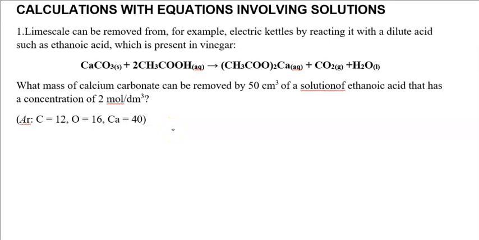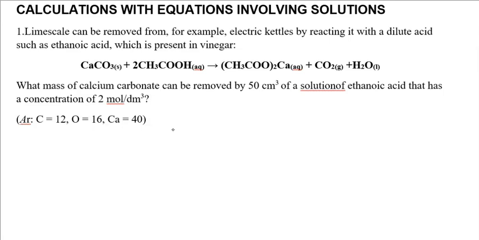In this question we relate concentration with moles and stoichiometry. Lime scale can be removed from, for example, electric kettles by reacting it with dilute acids such as ethanoic acid, which is present in vinegar. Calcium carbonate plus ethanoic acid gives calcium ethanoate plus carbon dioxide plus water.